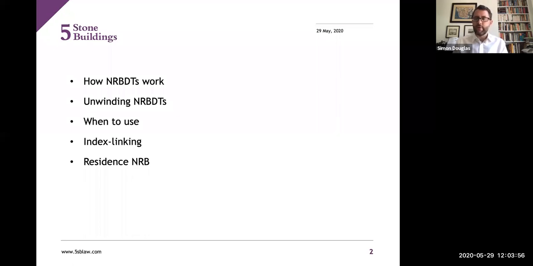I'm then going to look at when you might actually want to use one of these trusts, notwithstanding the fact that it's now possible to transfer an unused nil rate band. There are still certain circumstances when you might actually want to use one of these things. Then I'm going to look at the practice of index linking loans and charges, which is a common feature of these schemes, and the tax consequences of doing that. And finally, I'm going to look at how nil rate band discretionary trusts interact with the residence nil rate band.